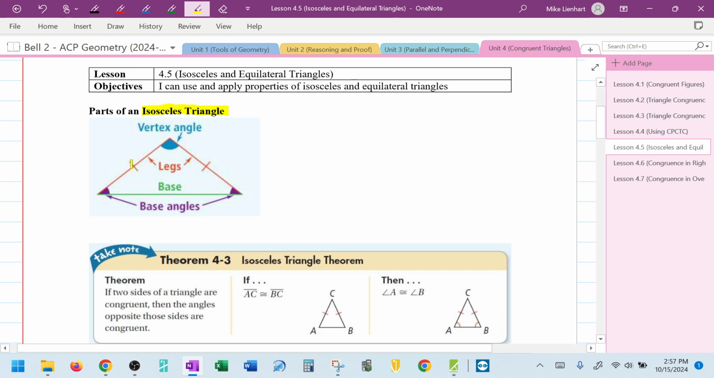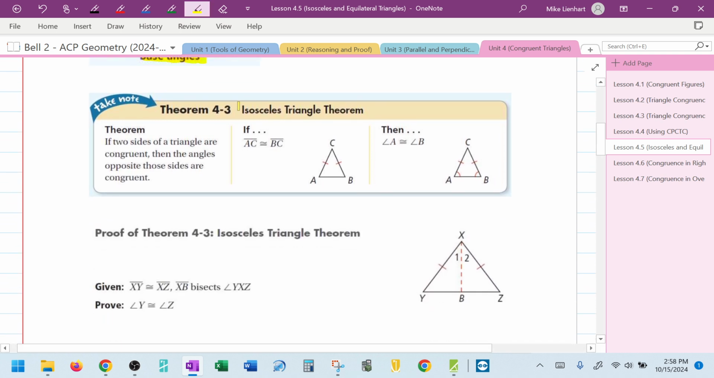In this picture right here, notice how the left side and the right side are congruent. Those two congruent sides are known as the legs of the isosceles triangle. The angle in the middle, the included angle, is known as the vertex angle. The third side is known as the base, and the angles down along the base are known as base angles. Base angles are a very important concept to understand in an isosceles triangle.